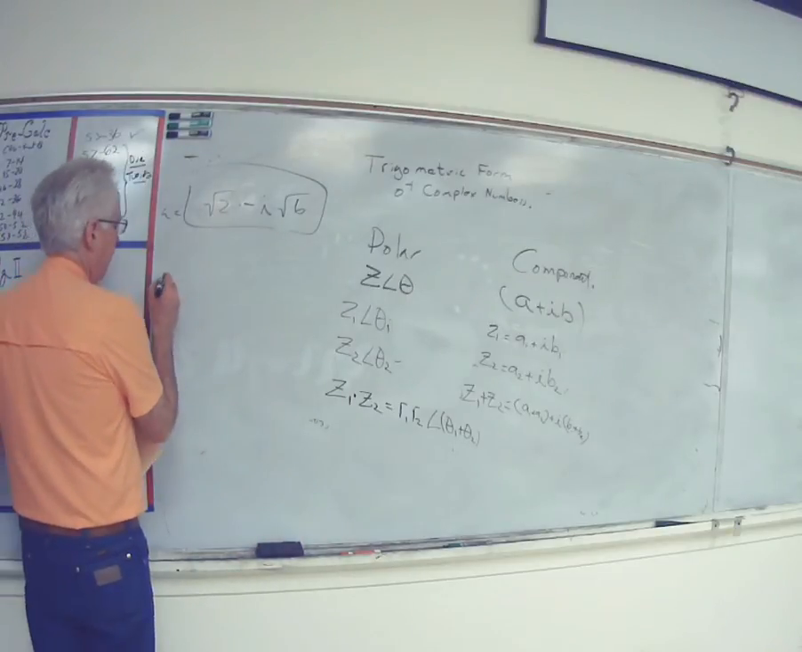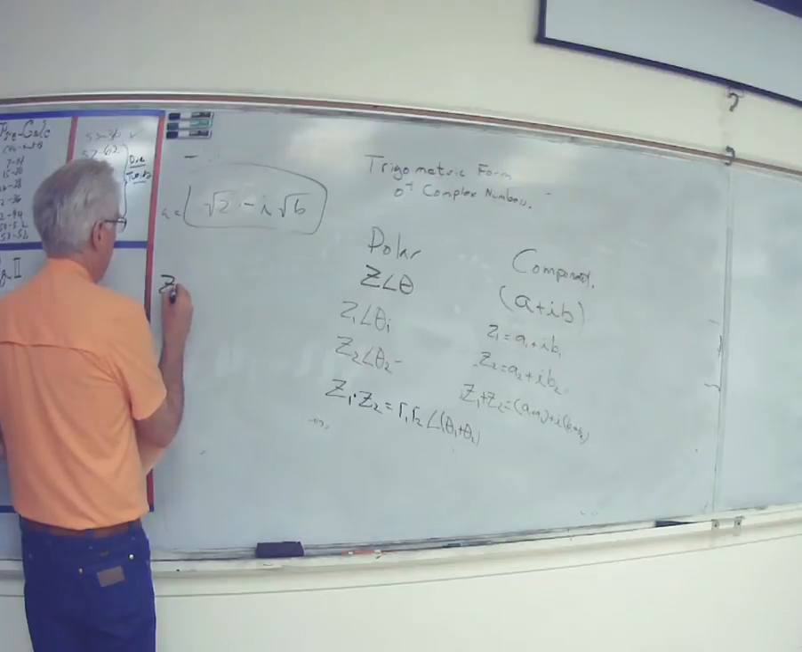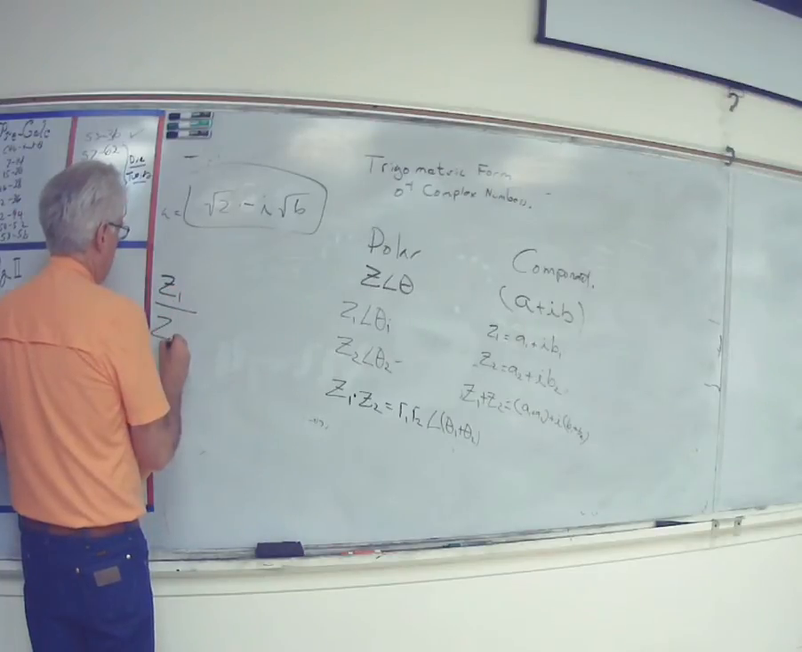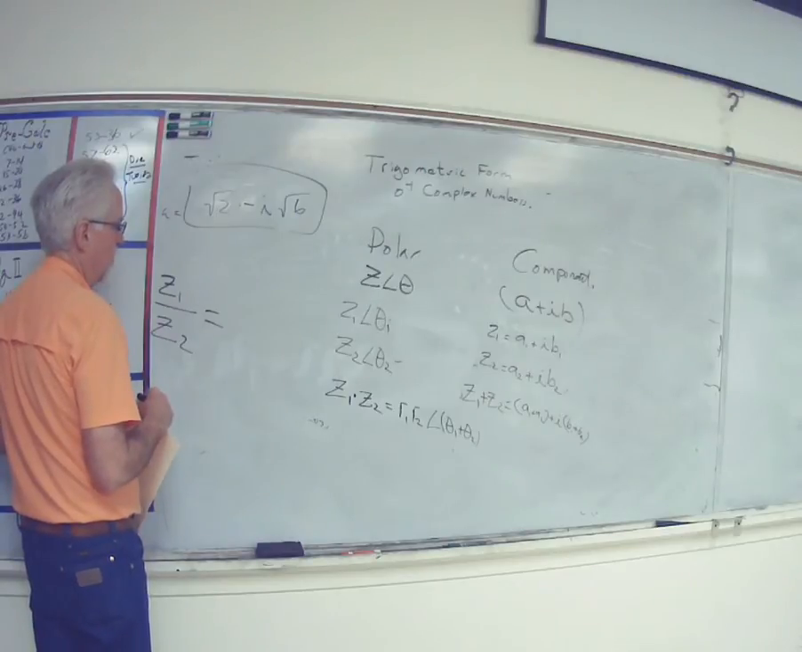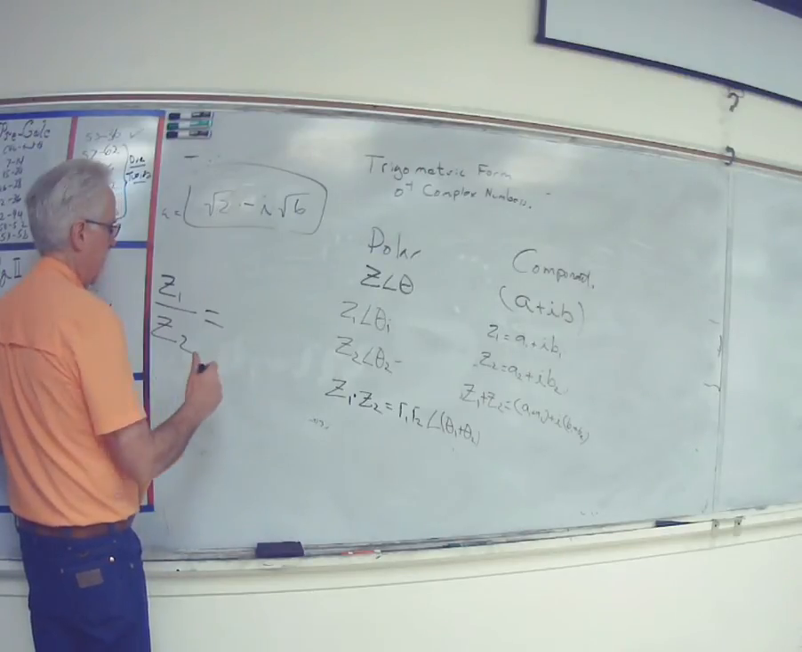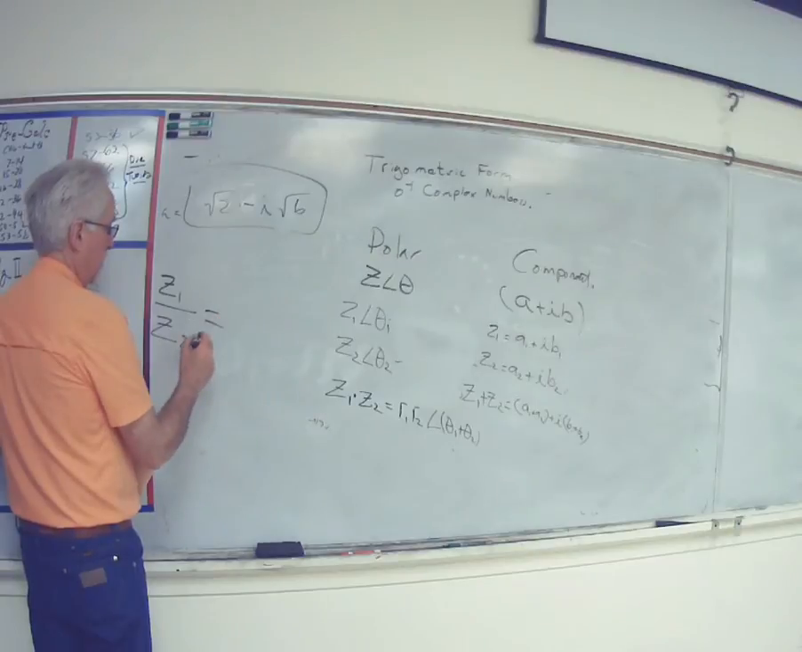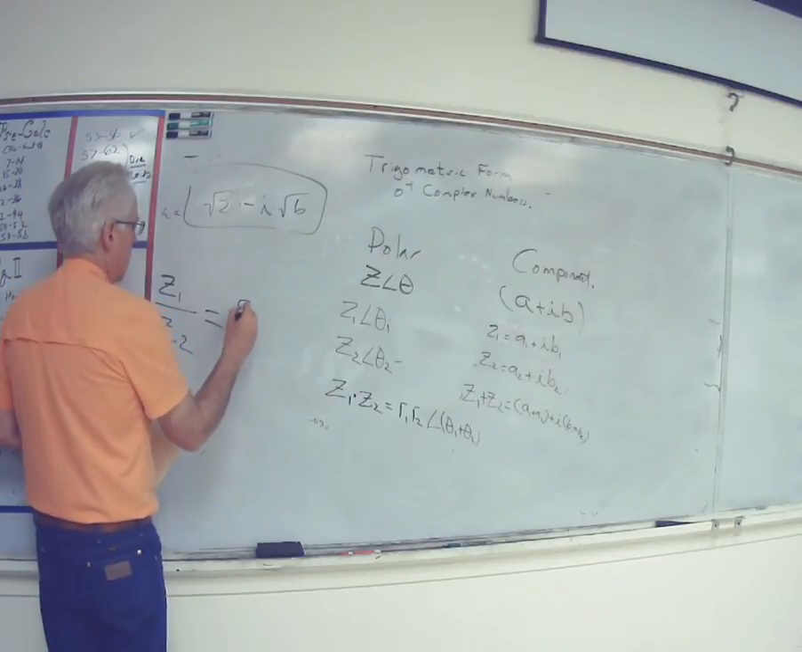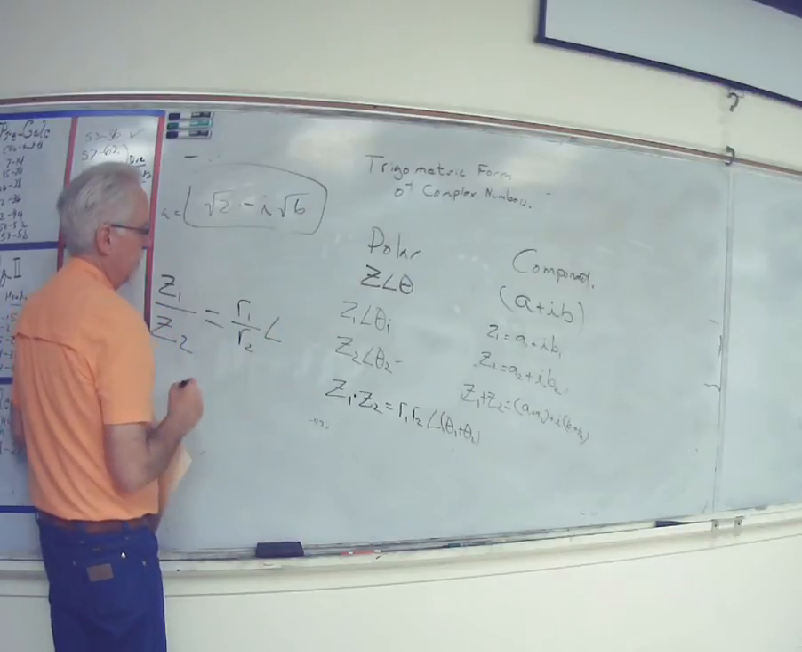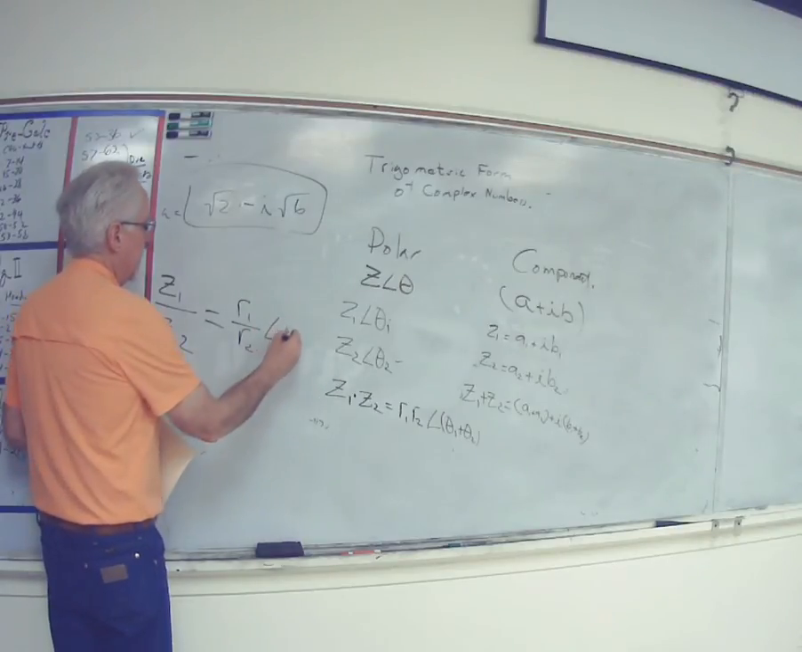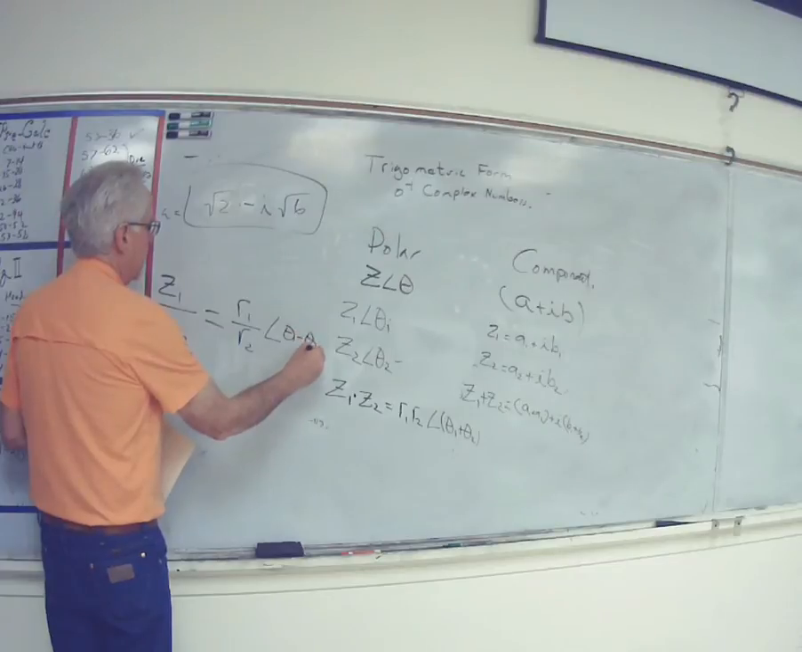So, what if I wanted Z1 over Z2? How would you guess that you would divide them? What would you do with the radiuses? It would be R1 over R2. If you were going to guess, what would you do with the angles? Subtract. Theta 1 minus theta 2.